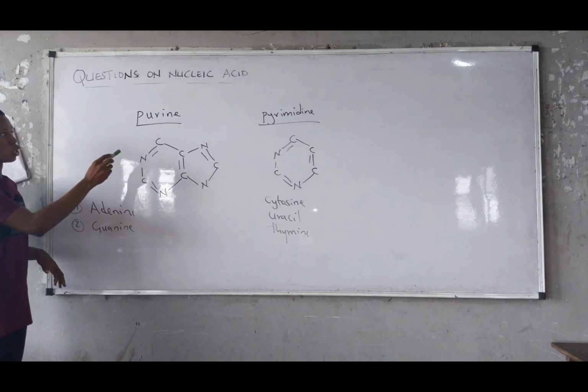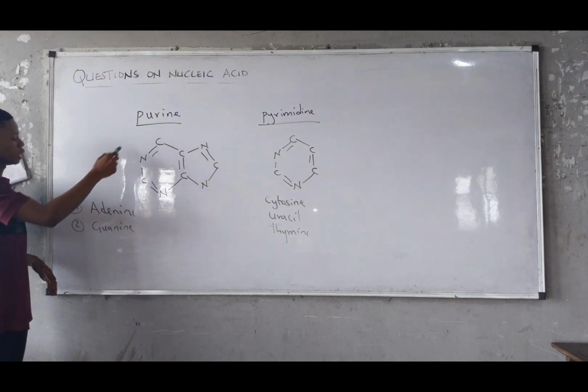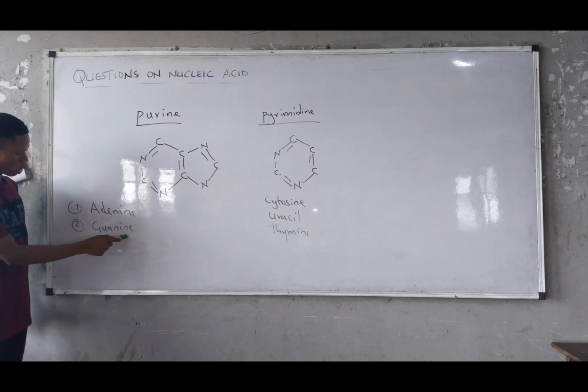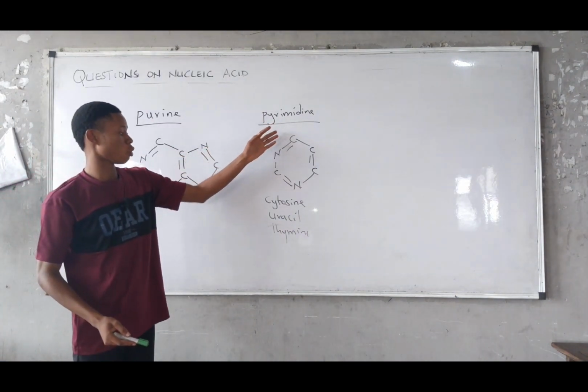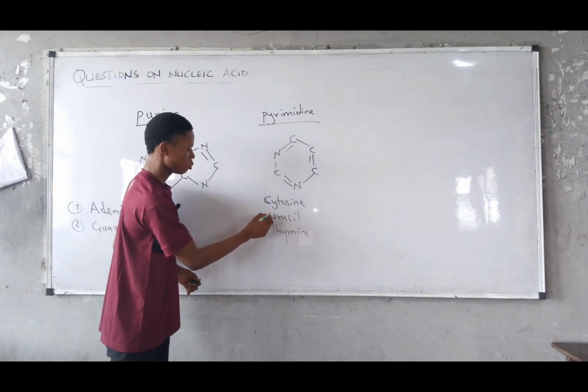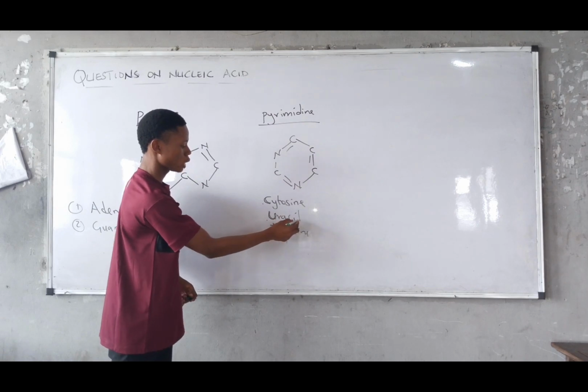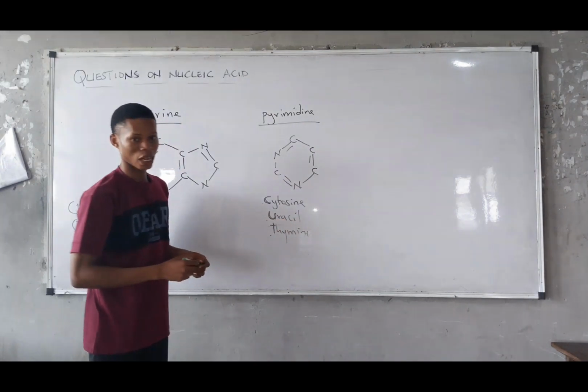If you want to remember that, you can use "pure as gold." Pure for purine, as for adenine, gold for guanine. Then for the pyrimidine, if you want to remember the basic examples, you can use CUT, C-U-T. Where C is for cytosine, U is for uracil, and T is for thymine.